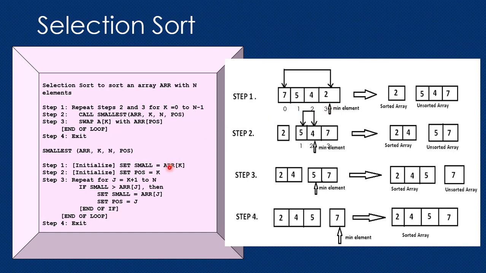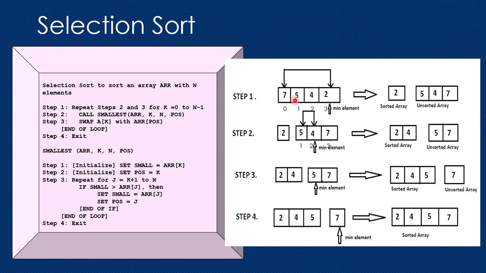Each time we compare small with j. Basically, every time we take a small element, we see whether there is another element that is smaller than that element. If we find that element, we mark it as small. So let us see here. Array of j: if small is greater than array of j, initially the small is 7. Is it greater than array of j? Yes, it is greater.